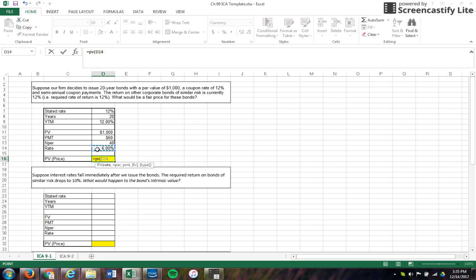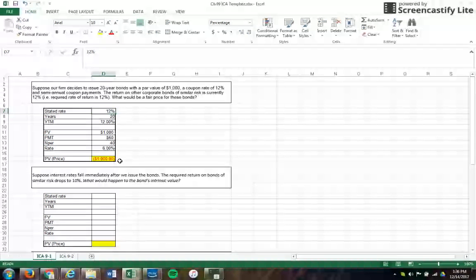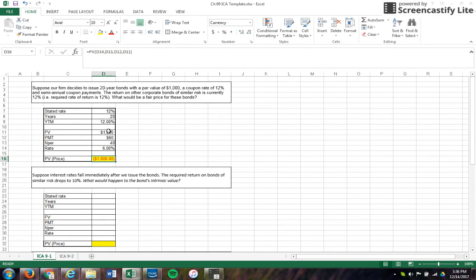Our rate of 6%, number of periods is 40, my payment is 60, my future value is 1,000. Once we have all that entered, we notice that the value of the bond is $1,000. And what we see here indicates something very important to understand. When the market rate, the yield, is the same as what's issued on the bond, the coupon rate, the stated rate, we see that the bonds actually sell for what's called face value, for the $1,000. So the price of the bond in the market is exactly what's stamped on the bond.